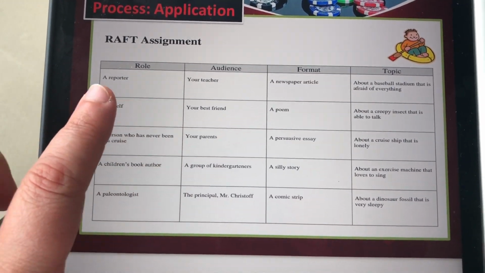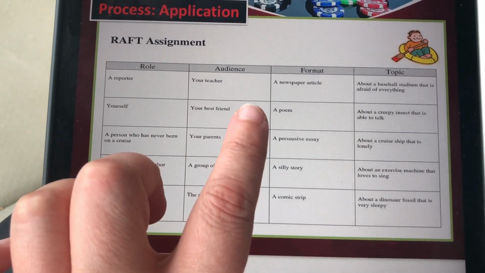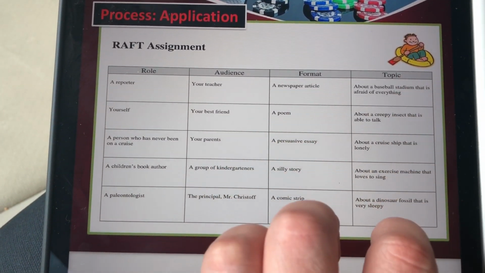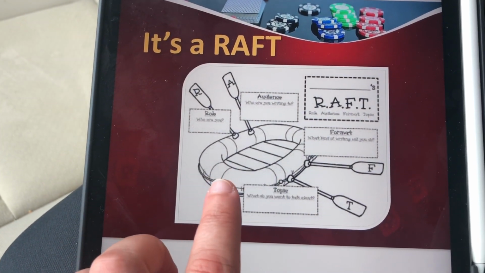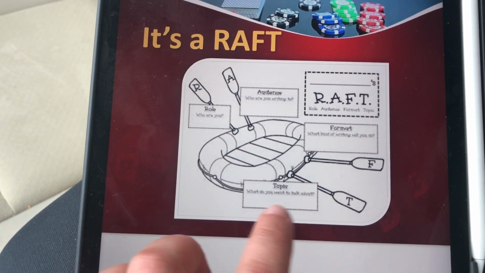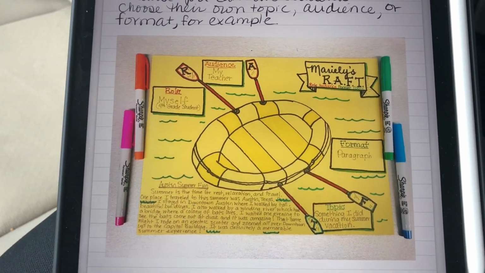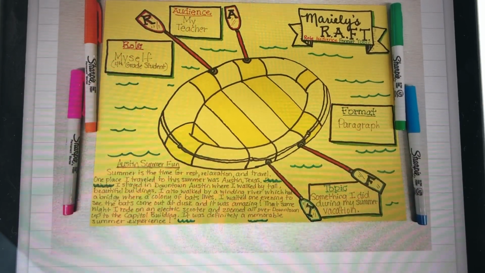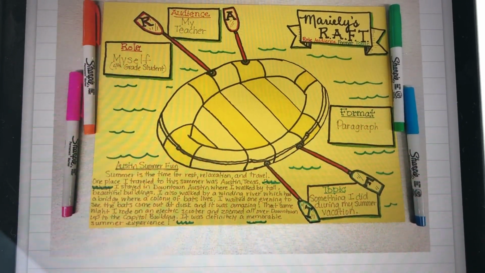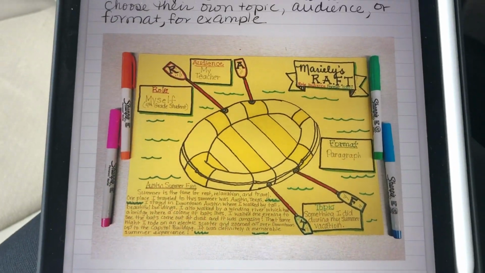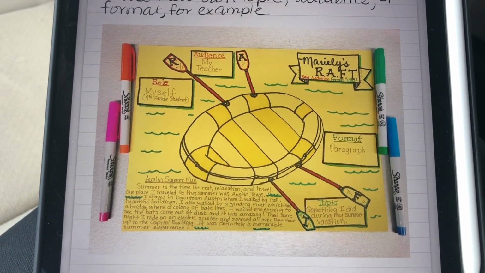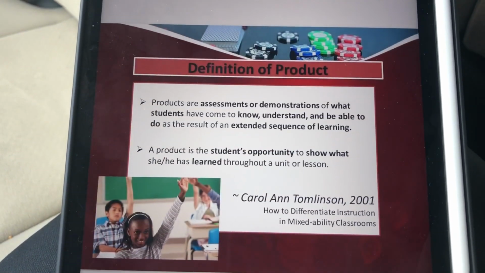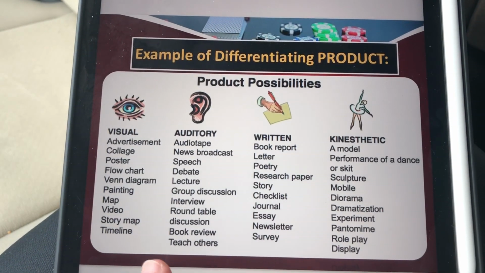So you can actually have the students maybe change the role, or they can change the audience they're writing to, or they can change the format or the topic. In our case, we actually changed the topic. So we were asked to create a RAFT on any topic we wanted, and I created one on something I did during my summer vacation, and I wrote about my fun time in Austin, Texas this summer. And I plan on showing this to my students when they go to create their summer short story at the beginning of the year.